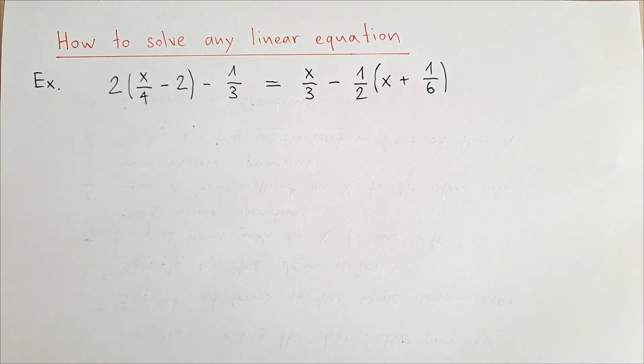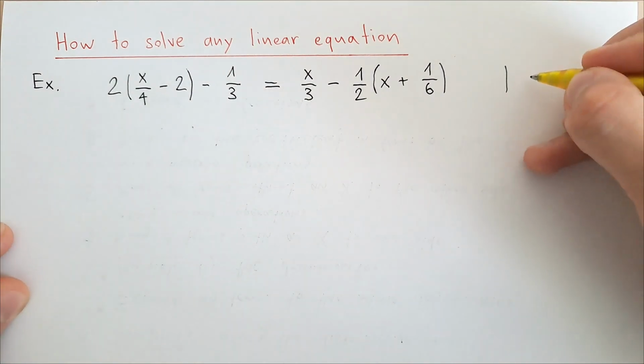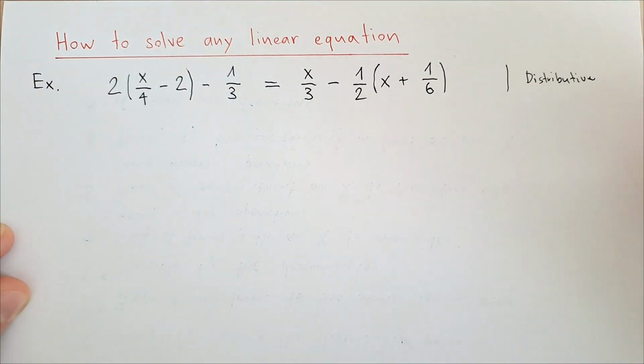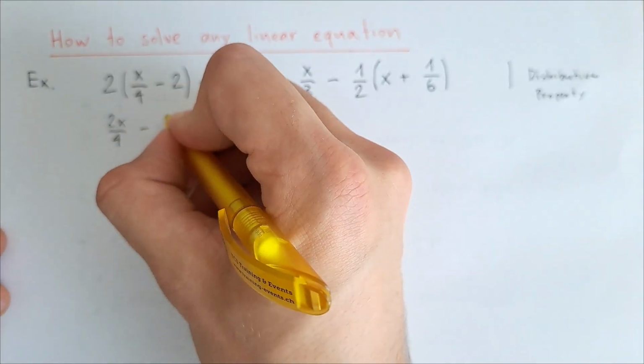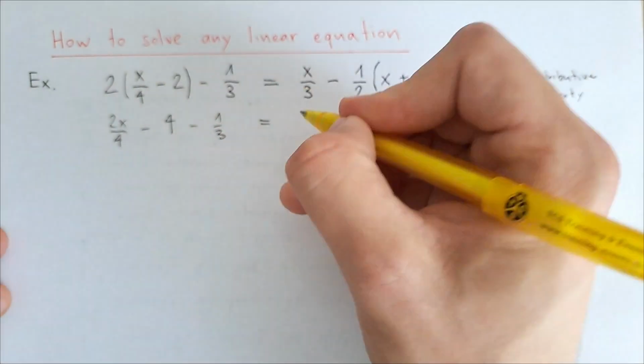Today I'll demonstrate how to solve any linear equation using a step-by-step procedure. Let's explore an example to understand each step. Our first step is to utilize the distributive property to simplify both sides.